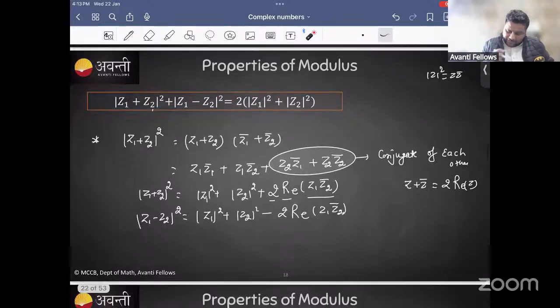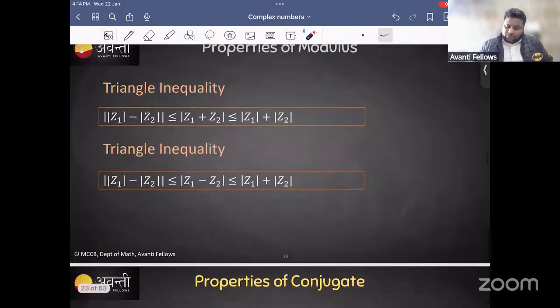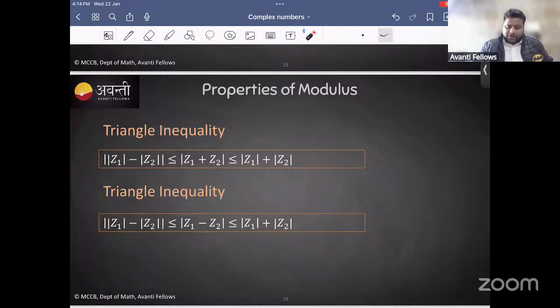Now see, I have given proof of that also. That is, magnitude of Z1 plus Z2 whole square is, you can write, (Z1 plus Z2) into (mod Z1 minus mod Z2). So it is Z1 Z1 bar, Z1 Z2 bar, Z2 Z1 bar, Z2 Z2 bar. Got it? So they are conjugates of each other. So that means magnitude of Z1 plus Z2 square is mod Z1 square plus mod Z2 square plus 2 real part of Z1 Z2 bar. And similarly this one. Got it?